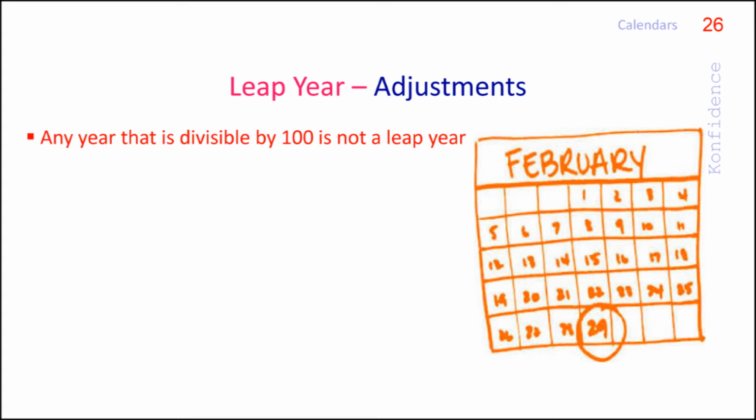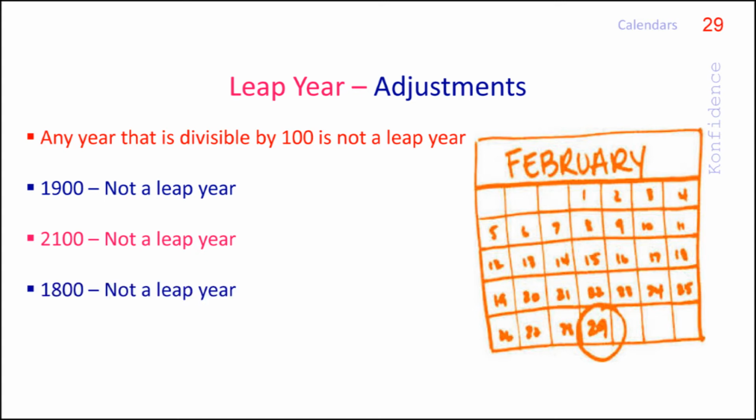Any year that is divisible by 100 is not a leap year. So, 1900 was not a leap year. 2100 will not be a leap year. 1800 was not a leap year. This means that every 100 years there will be a year which actually belongs to the leap year category according to normal calculations, which is taken away from being a leap year. So the adjustment is done.